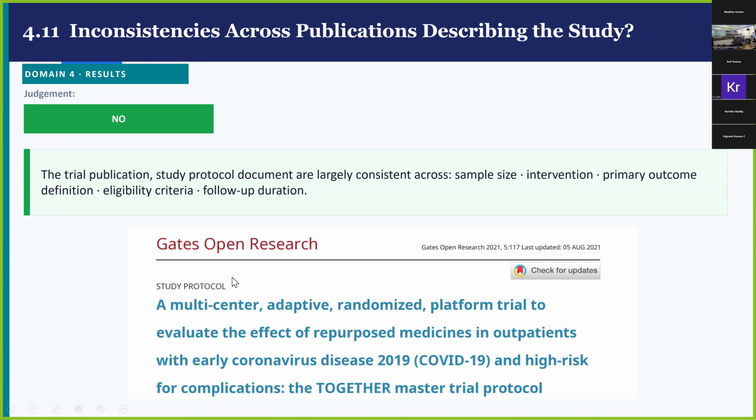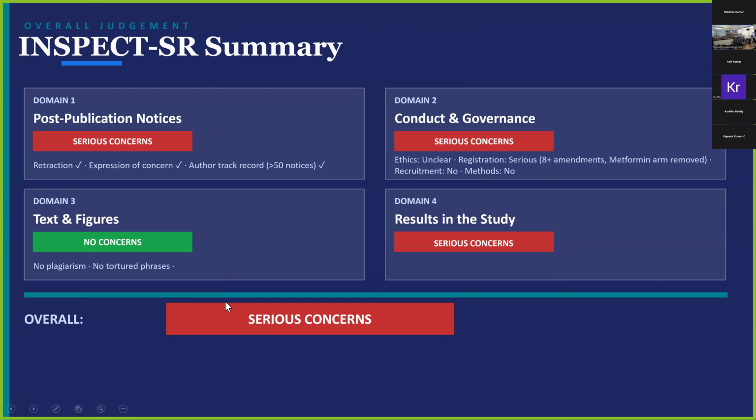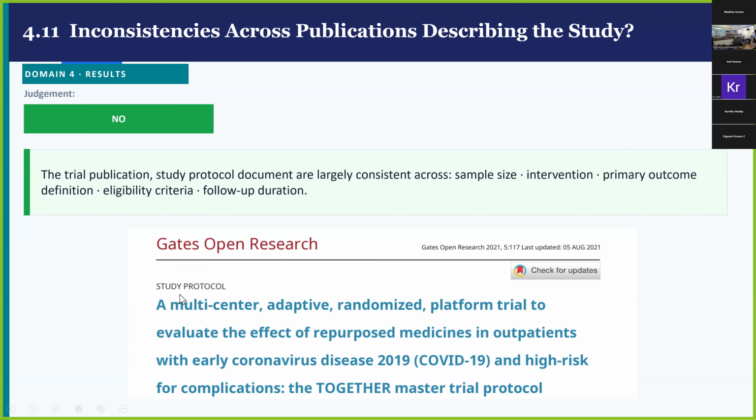So here we could not find any conference abstracts, but we found the trial protocol published, and the study protocol per se was largely consistent across the sample size reported, the interventions, the primary outcome definition, the eligibility criteria that was given, and the follow-up duration that was reported. So hence we have given no concerns per se.